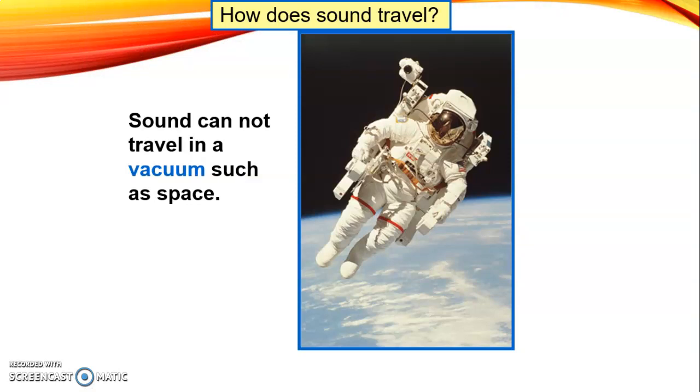Sound cannot travel in a vacuum such as space. For example, outer space has few particles, so there is no medium for sound to travel through. Outer space is a vacuum. That means that it's a region that contains few or no particles. So check the picture and try to learn that information.